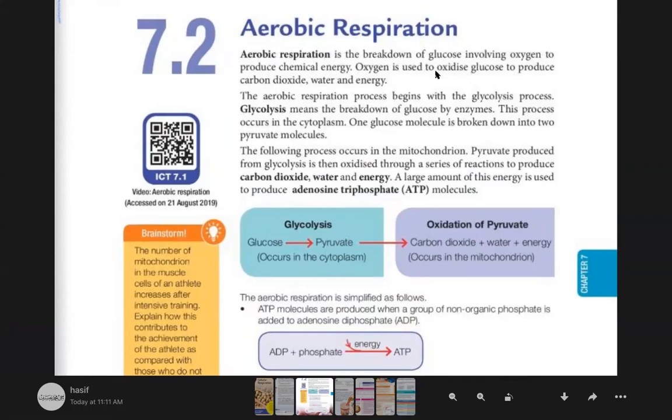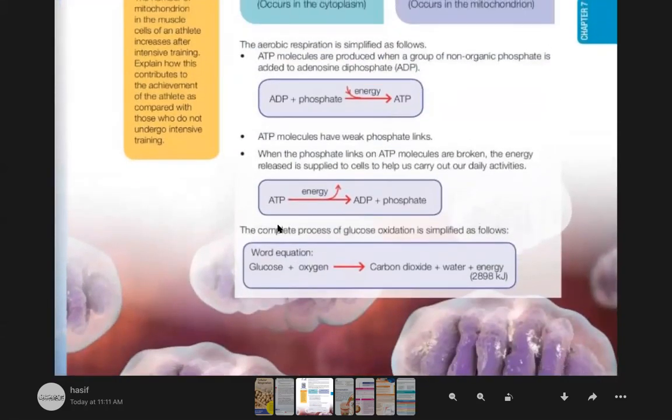Oxidize, you can also use the word breakdown. Breakdown means we break it apart. It means oxygen will break down the glucose to produce carbon dioxide, water and energy. So this is the word equation for aerobic respiration, where we need oxygen and glucose. This will produce carbon dioxide plus water and energy.